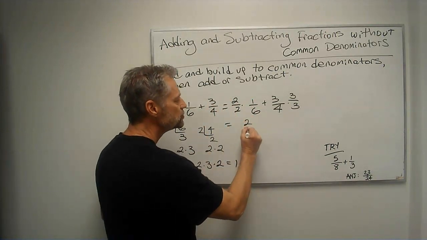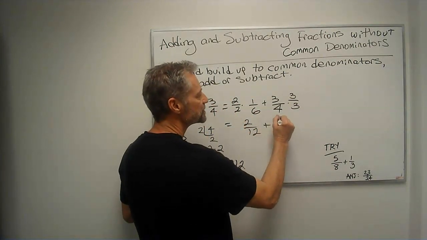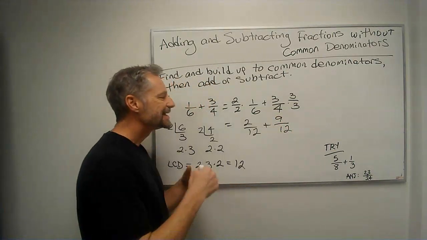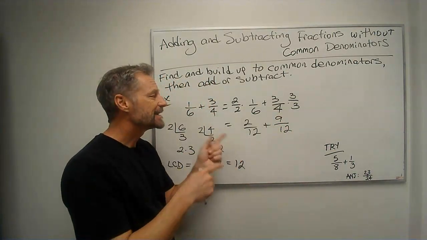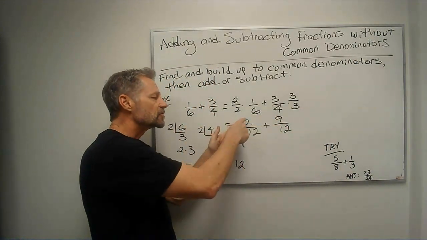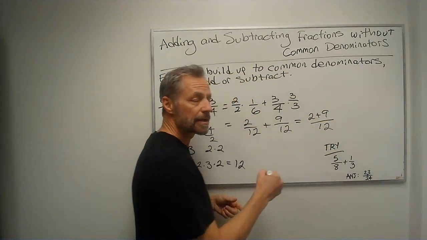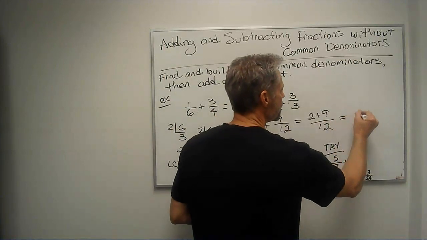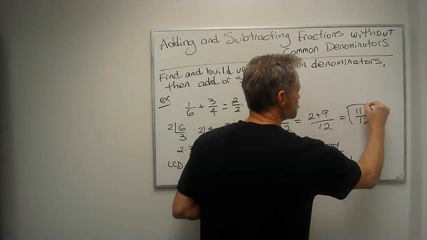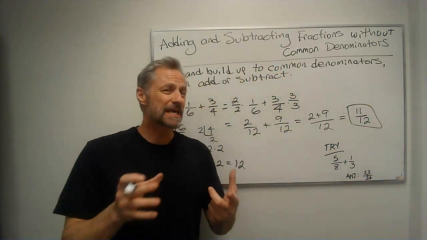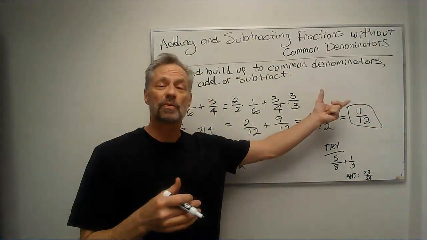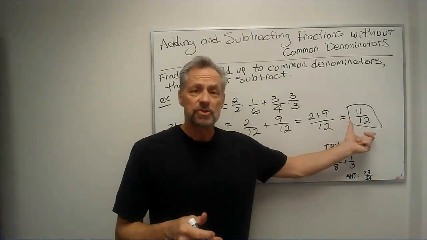I get 2/12ths plus 9/12ths. Now I have a common denominator, so I can just add straight across. The 2 plus 9 keeps the denominator, and I get 11/12ths. And then I would reduce that if it was able to be reduced. This one is not, so I just leave it there.